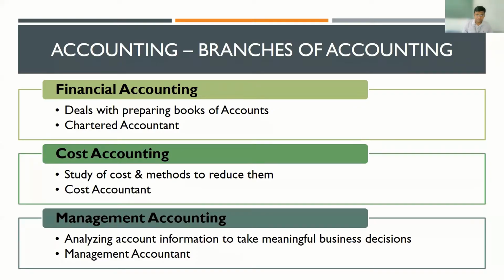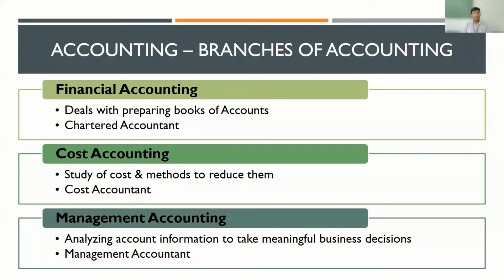The third branch of accounting is management accounting. Now, what is management accounting? Management accountants use accounting information to take meaningful business decisions. They depend on accounting information, and then they help the business to take good decisions.